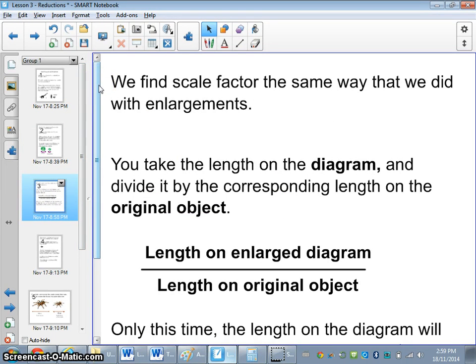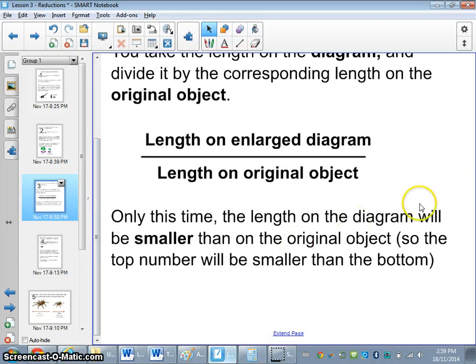And we find scale factors of reductions the same way we did last time with enlargements. You take a length on the diagram, and then divide it by the corresponding length on the original object. So again, write this fraction down, length on the diagram over length on the original object. So we have, again, diagram on top, actual object on the bottom. The only thing is the length on the diagram will be smaller than on the original object because we're making a smaller diagram. So again, the top number will be smaller than the bottom.